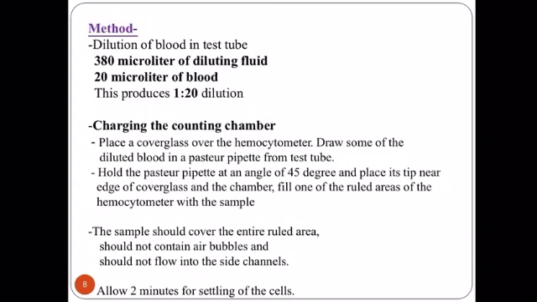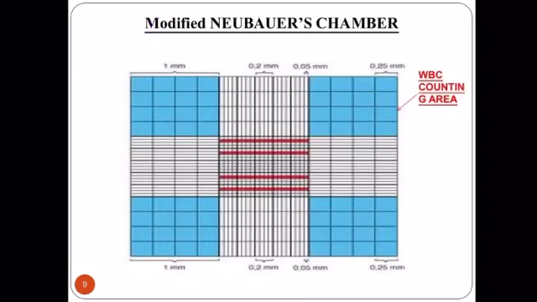We put the Pasteur pipette at a 45 degree angle so that there is less formation of bubbles under the cover slip, and ideally we charge both sides of the hemocytometer for balance of the cover slip. Now the sample should cover the entire ruled area, should not contain any air bubbles, and should not flow into the side channels. Next, allow 2 minutes for the settling of the cells.